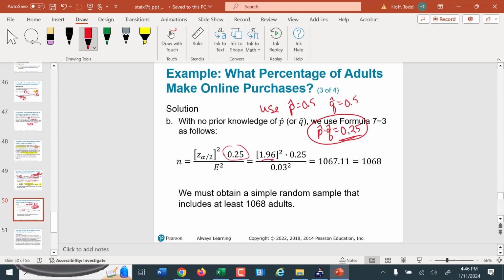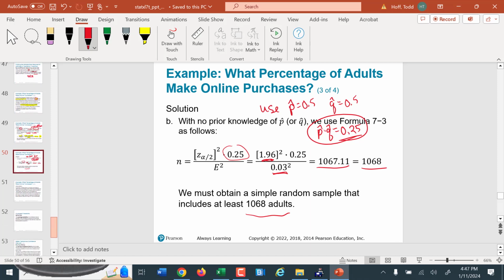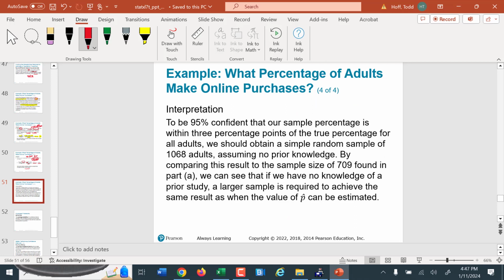So again, we have our z critical of 1.96. We're looking to stay under 3%. That formula comes out to 1,067.11, which rounds up to 1,068. So we need a sample of at least 1,068 adults to reasonably expect to be within 3% for our margin of error.